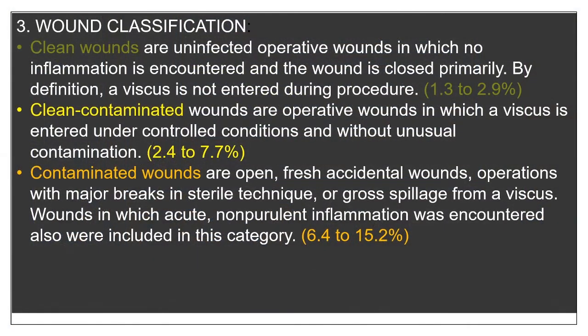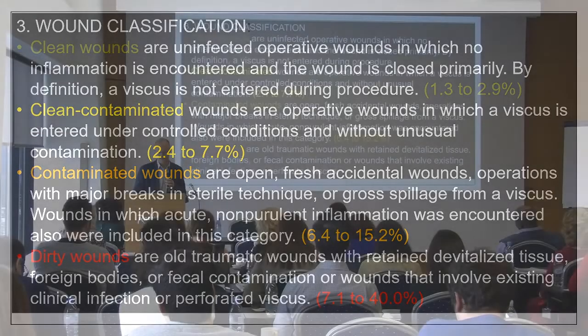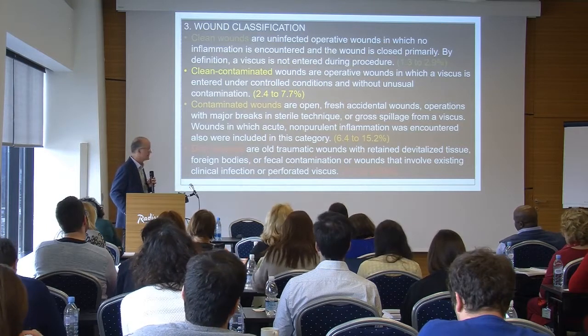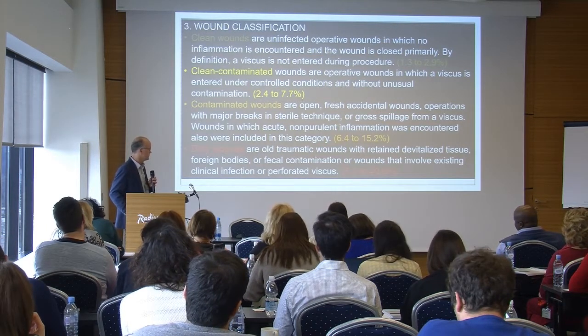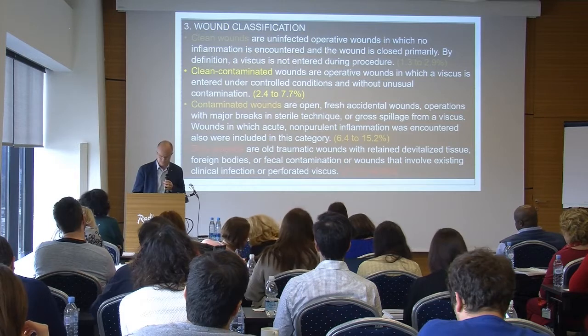Contaminated wounds are open, fresh, accidental wounds, operations with major breaks in sterile technique, or gross spillage from a viscus. Wounds in which acute non-purulent inflammation was encountered also were included in this category. And these are the percentages for infections. Dirty wounds are all traumatic wounds with retained devitalized tissue, foreign bodies, fecal contamination, or wounds that involve existing clinical infection or perforated viscus. Dirty wounds are a problem, but they are not very common in elective surgery.